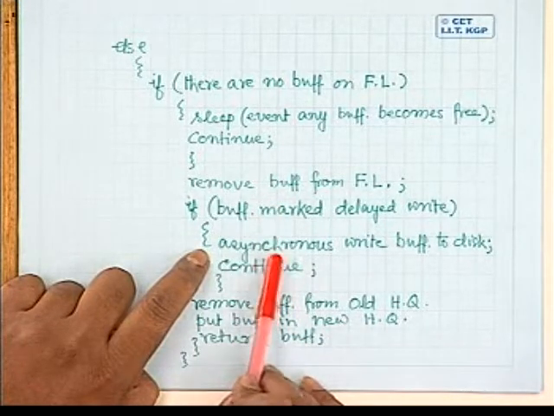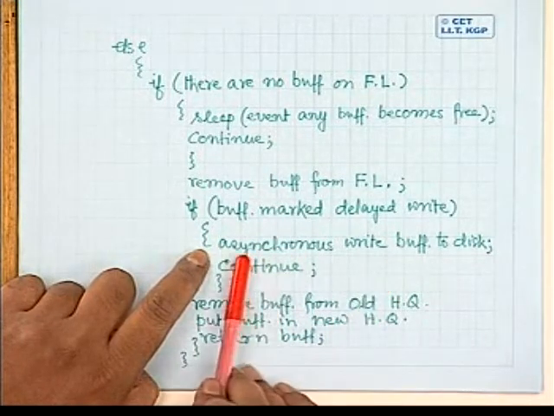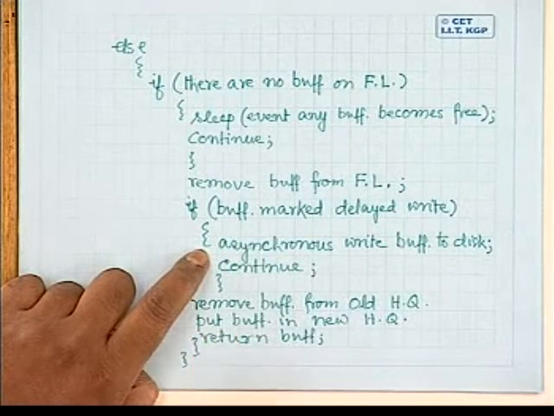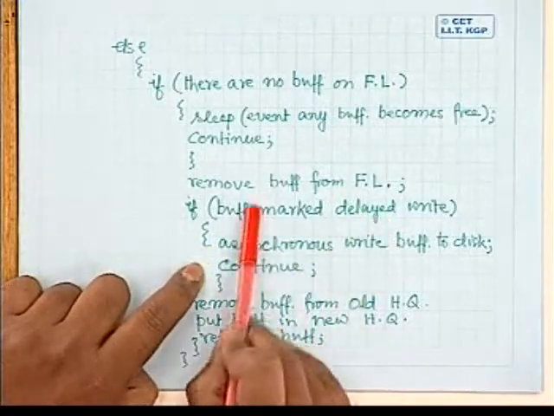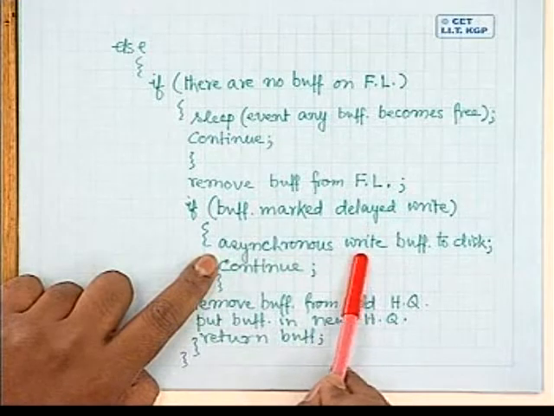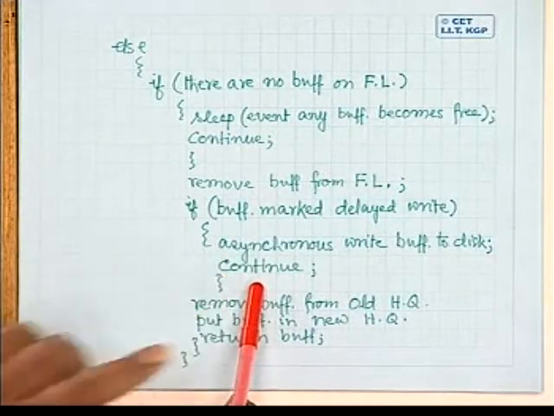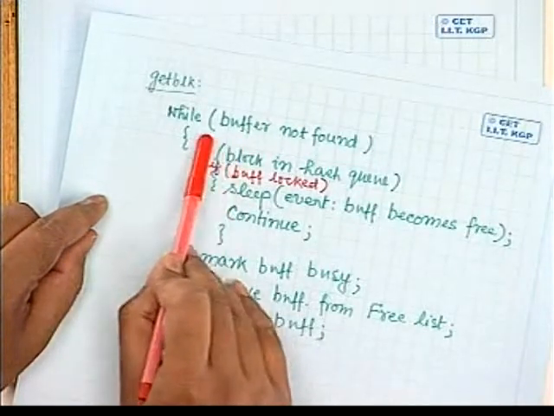The process initiates asynchronous write to disk, and just after initiating the write, it can start searching for another buffer. If there is any other buffer which can be immediately used, it will grab that without waiting for this write operation to be complete. So if the buffer is marked delayed write, it initiates asynchronous write of the buffer to disk and then continues. Continue means it goes back to the while loop, where it tries to search for another buffer.